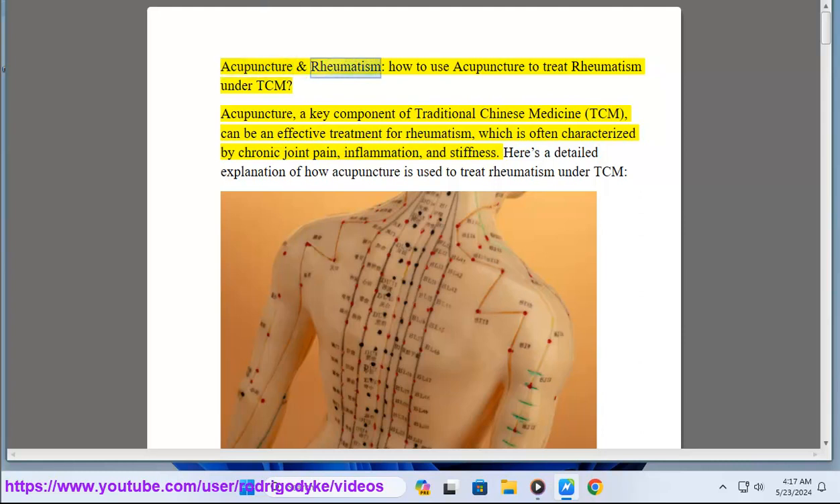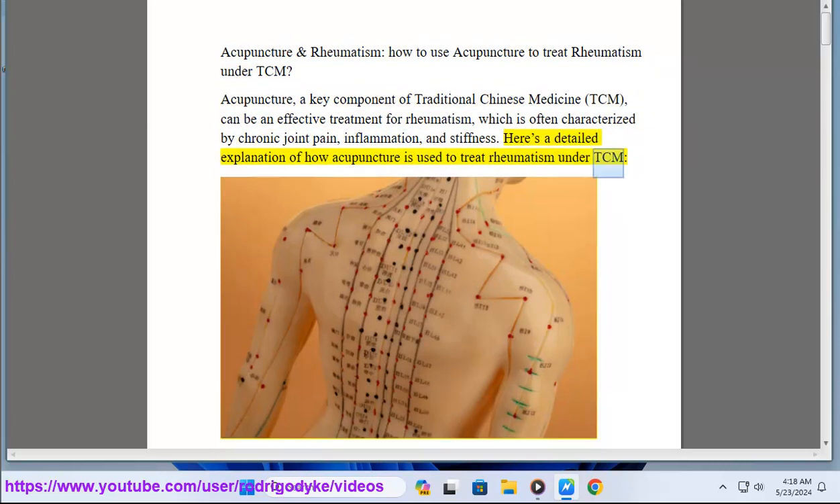Acupuncture and rheumatism: how to use acupuncture to treat rheumatism under TCM. Acupuncture, a key component of traditional Chinese medicine, TCM, can be an effective treatment for rheumatism, which is often characterized by chronic joint pain, inflammation, and stiffness. Here's a detailed explanation of how acupuncture is used to treat rheumatism under TCM.